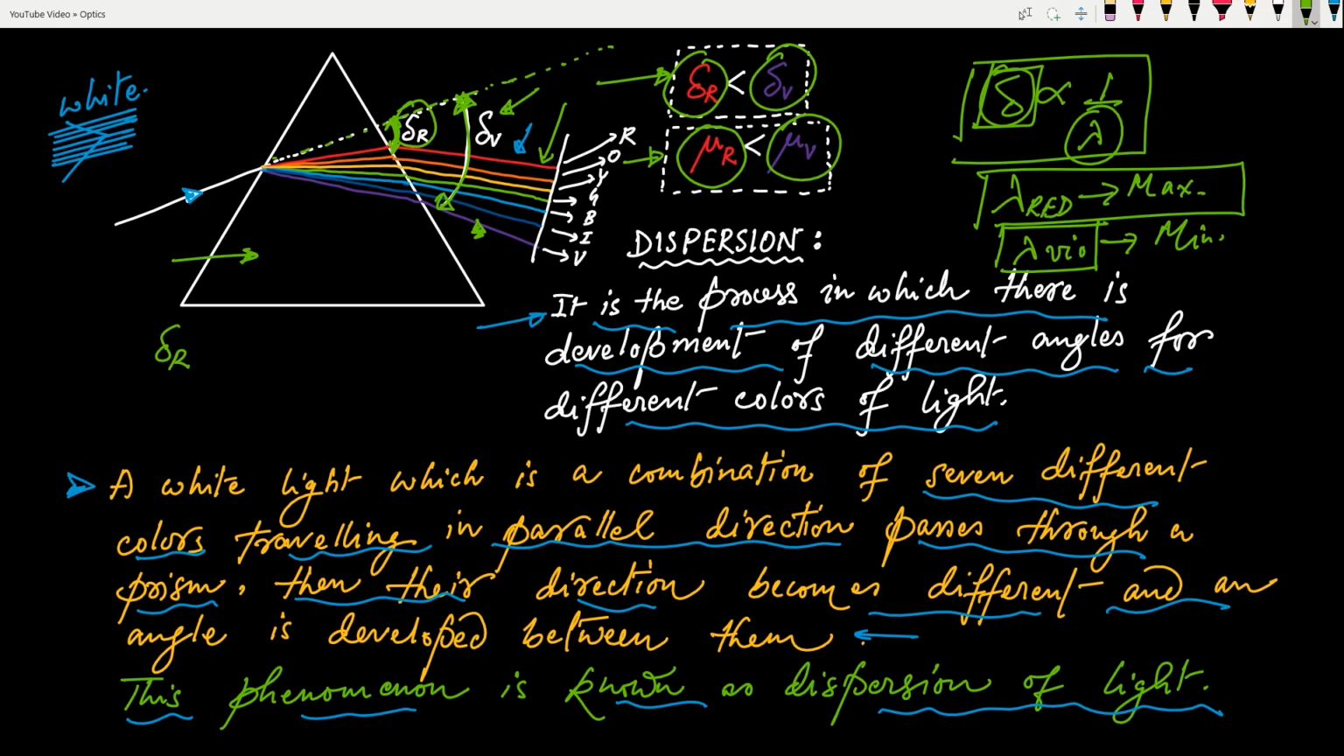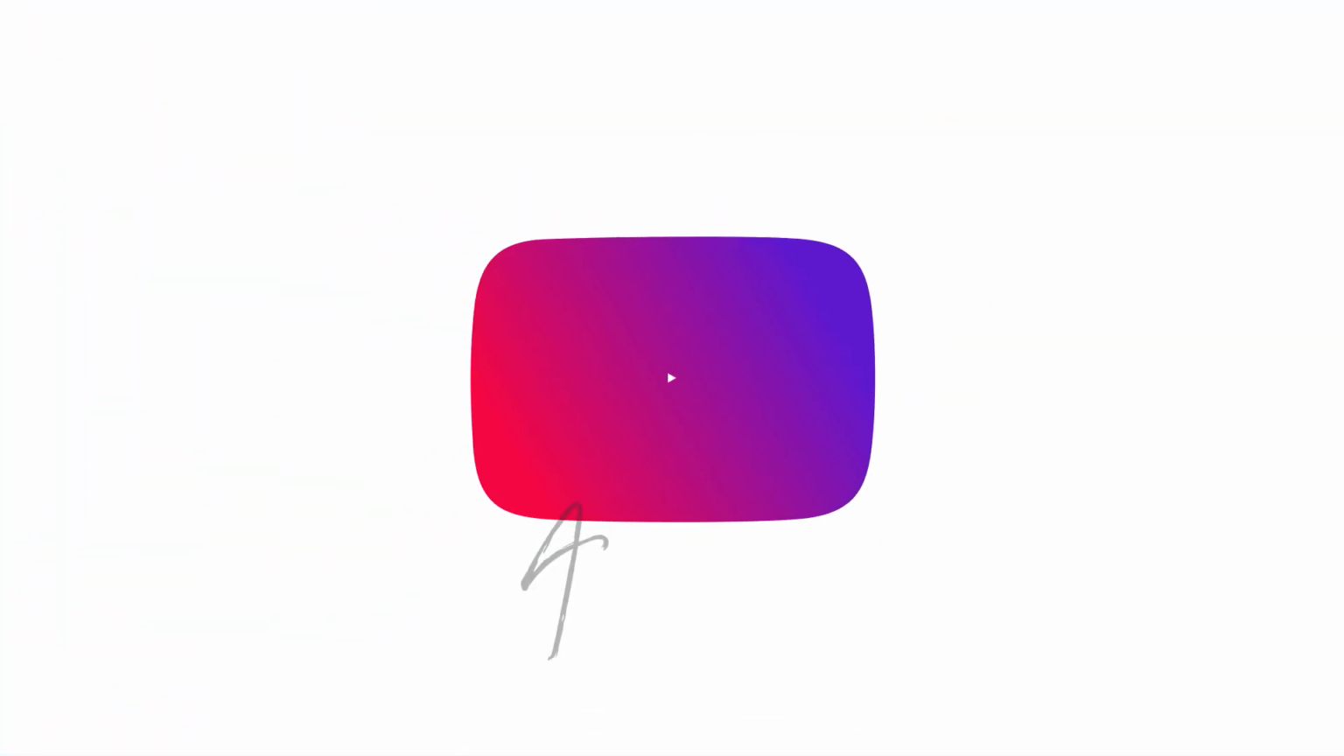This phenomenon of light rays breaking into different colors, and different colors showing different angles of bending, is known as dispersion of light. I hope this much is clear. Now let's move on to our second concept.